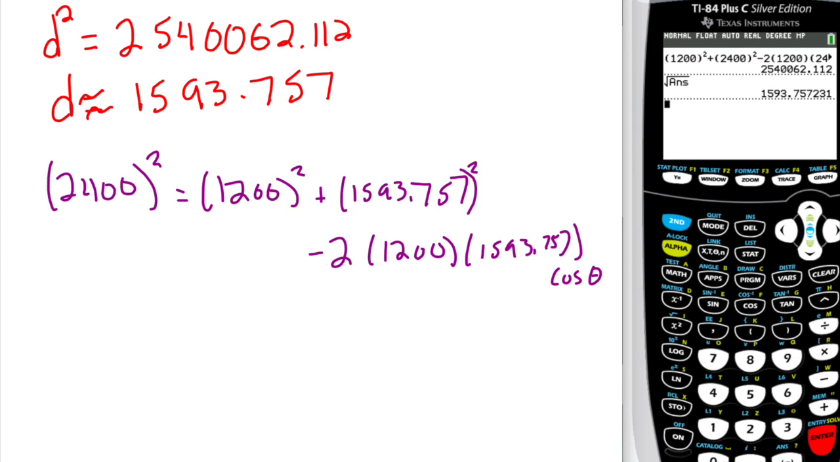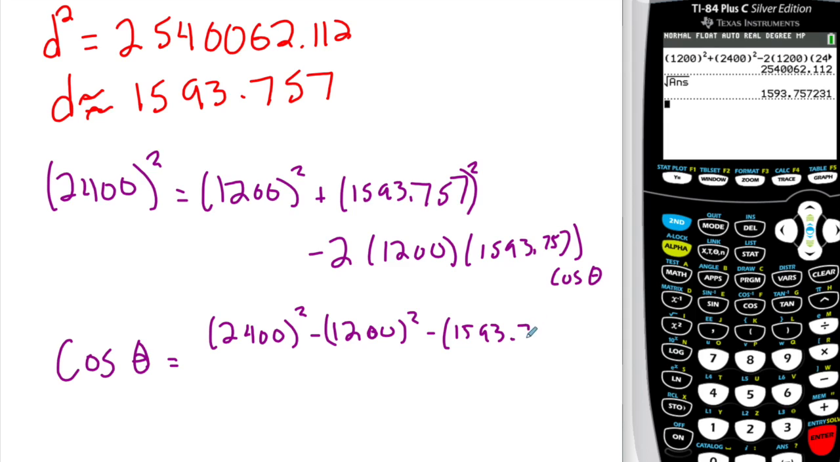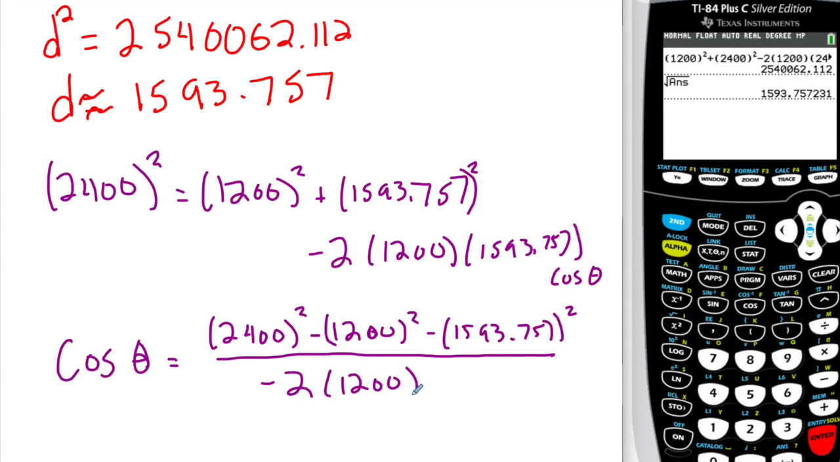All right, and then we talked about how to solve for cos. You're going to be subtracting this stuff and dividing, etc. So you should get the cosine of theta is equal to the cosine of our angle, 2400 squared minus 1200 squared minus 1593.757 squared, all over negative 2 times 1200 times 1593.757. So let's figure that out. Remember, we do top, then bottom, then answer.